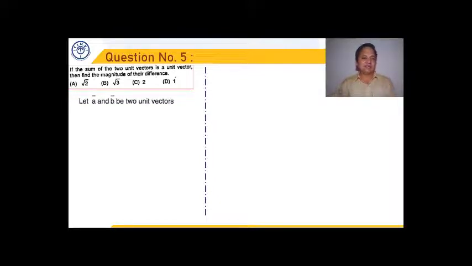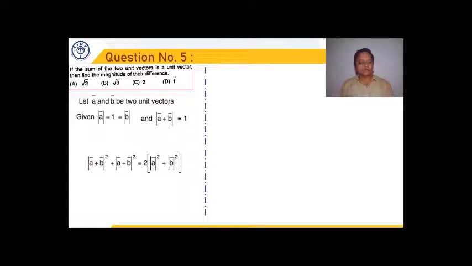So let's see. Let A and B be two unit vectors. Given modulus of A is equal to 1, which is equal to modulus of B, as both are unit vectors. And their sum is also a unit vector. So we can safely say that modulus of A plus B is also equal to 1. First we got modulus of A is equal to 1, which is equal to modulus of B, and modulus of A plus B is 1, also given to us.